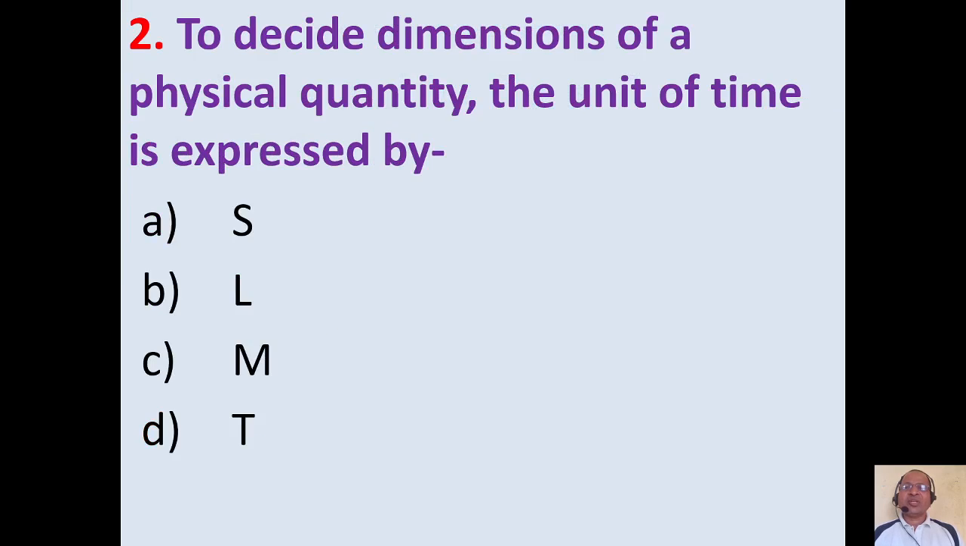Second, to decide dimensions of a physical quantity, the unit of time is expressed by. Now the unit of time is second, so students often get confused and give option A, S. But while obtaining dimensions, we write symbol capital T for time. So in this case, option D, capital T, is the correct one.